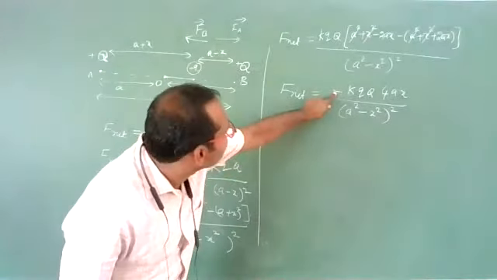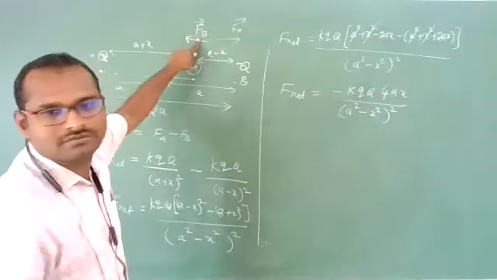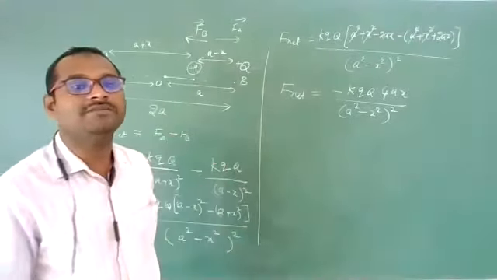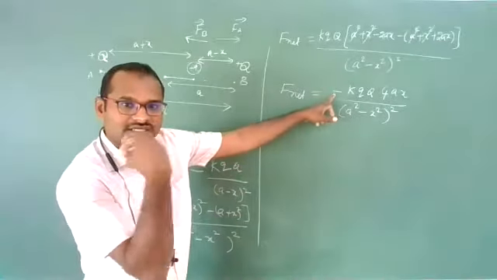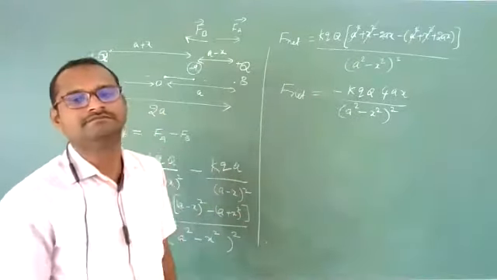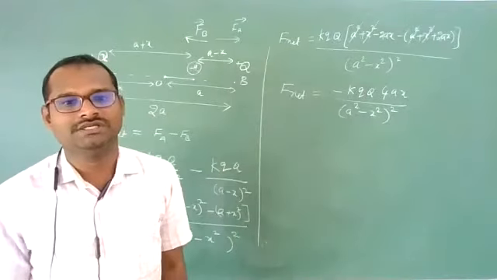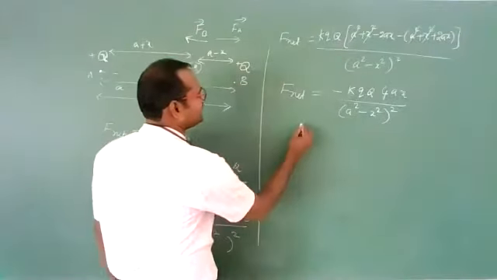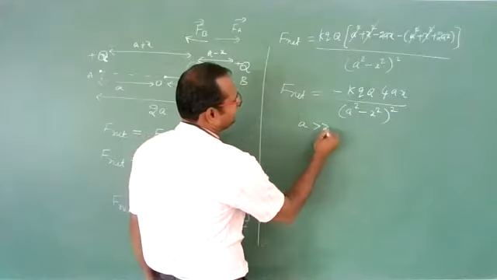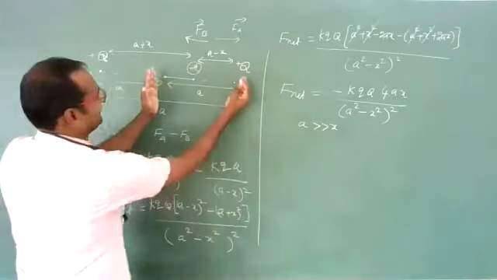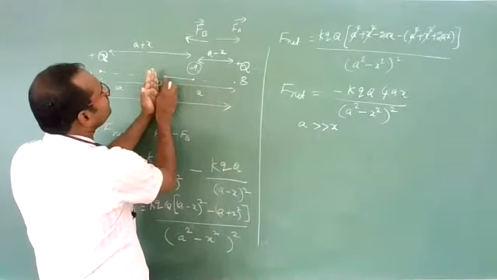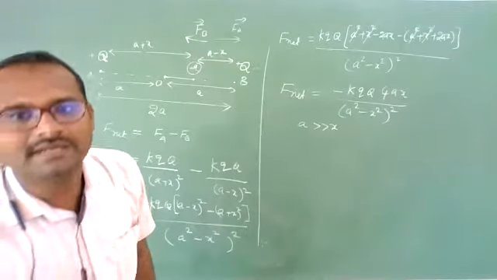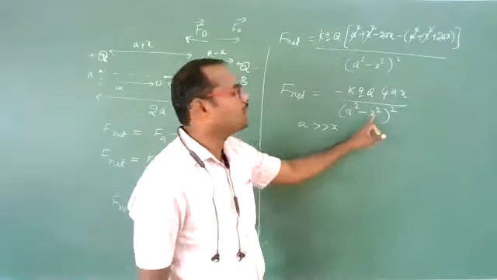This negative sign indicates the net force is acting that side because FB is more. Are you getting? So the particle will be in stable equilibrium because the net force is acting towards the mean position. Clear? Now here one condition we need to take. See, in comparison to a, x is very less. This is a; from this, you displace it by a very small distance x. Then in comparison to a square, x square can be neglected.